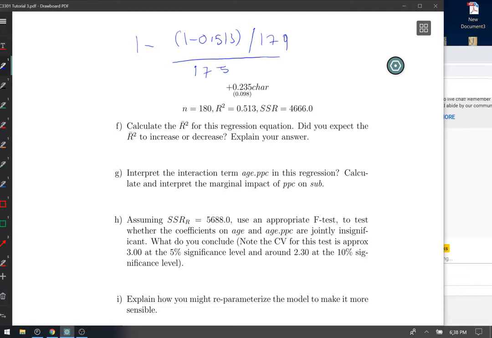Well, this is just 0.503, I think. I can't remember my handwriting now. It's in the solutions. So it's asking you, did you expect R bar squared to increase or decrease?